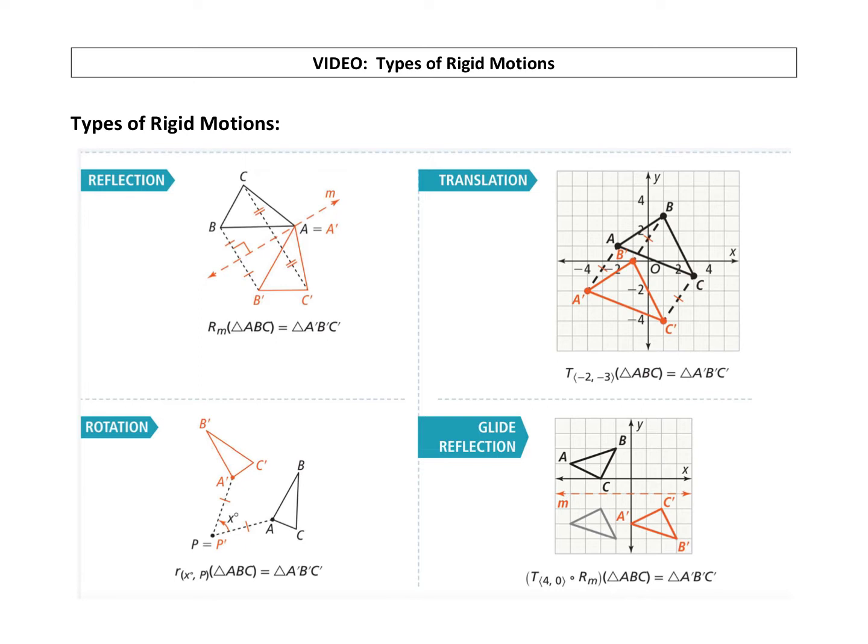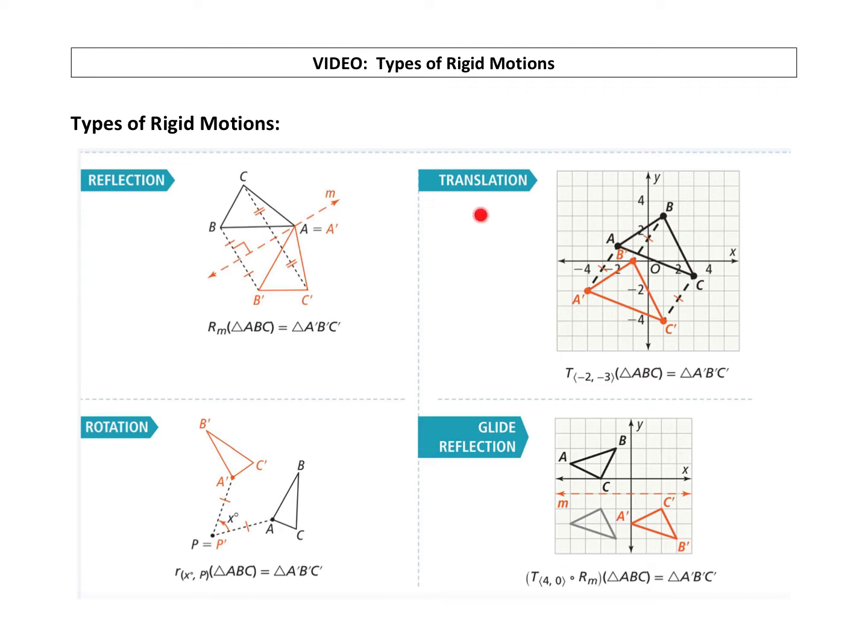Reflection, the notation has a capital R and the subscript is the line of reflection. So you can see there's a line of reflection. So if we're reflecting across line R, triangle ABC, our result is triangle A prime, B prime, C prime. A couple of reminders about reflections: each point in the pre-image and its corresponding point in the image, if you connect those points, that segment is perpendicular to your line of symmetry, and they are the same distance away from that line of symmetry.